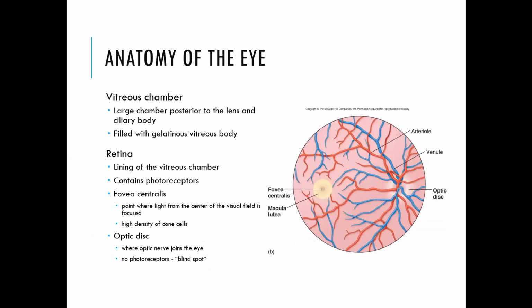Going back to a bit of anatomy, you also have your vitreous chamber, which is a large chamber posterior to the lens and ciliary body. Your retina, which I mentioned, is located in the lining of the vitreous chamber. It contains your photoreceptors, so an extremely important part of your eye, where we have our receptor cells. It's made up of the fovea centralis, which is the point where light from the center of the visual field is focused, and it has a high density of cone cells in this region. And you have your optic disc, which is the region where the optic nerve joins the eye. There are no photoreceptors present there, and it's what we refer to as our blind spot.